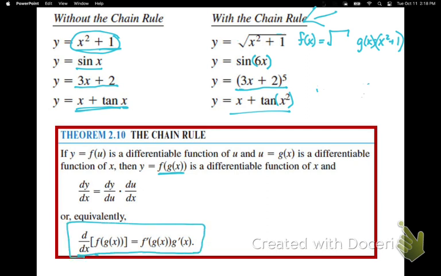Okay, so d dx of f of g of x, so the derivative of a composition of functions is f prime of g of x times g prime of x. So what that says is the derivative of the outside function times the derivative of the inside function. So that first part, you take the derivative of f and you don't touch g. See that?